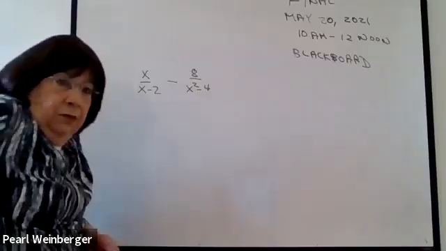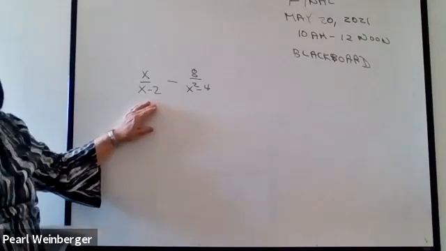Okay. X over X minus 2 minus 8 over X squared minus 4. And they want you to combine it? Is that what they want you to do? Yeah, they say express.